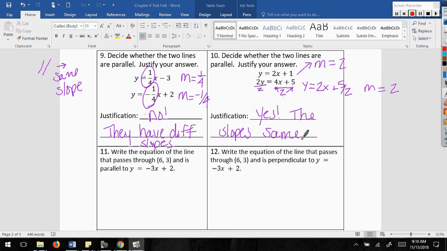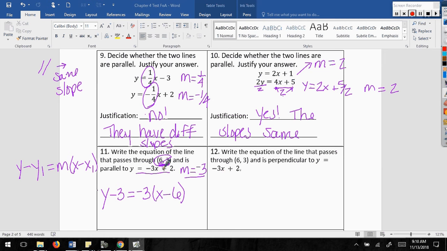Okay? Look at number 11. Write the equation of the line that passes through 6,3 and is parallel to this line. So being parallel tells us, of course, slope. So it's got to have the same slope. So the slope has got to be negative 3. So I have a point and I have a slope. So I should probably use point slope form. Okay? So when I use 6,3 and negative 3, I get y minus 3 equals slope times x minus 6. Again, I'm just referencing this point.